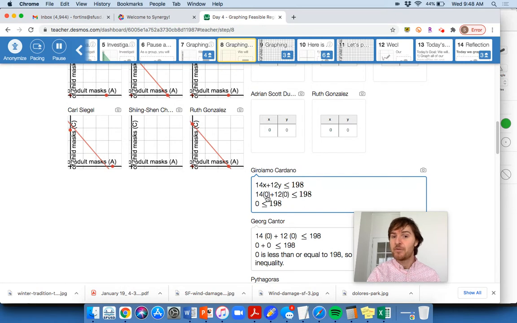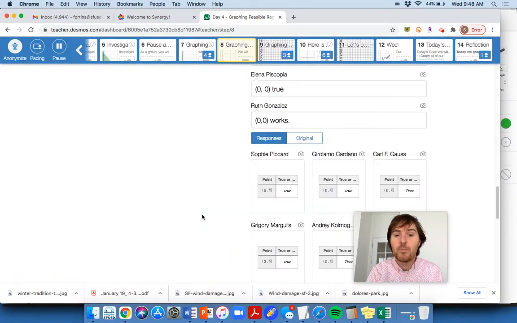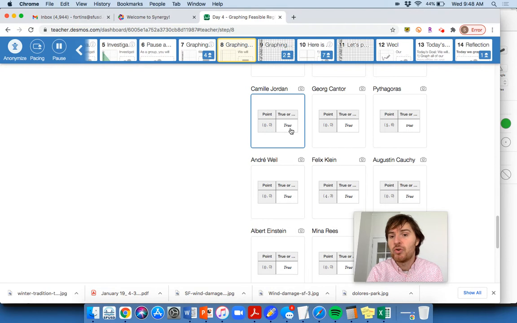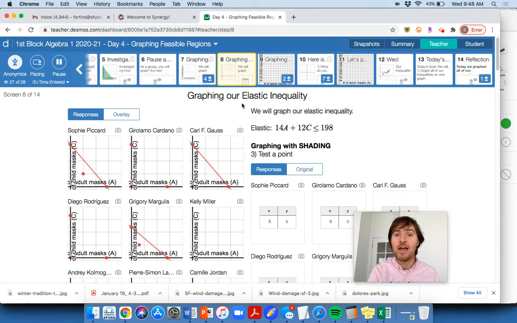And as Girolamo here has shown us, the origin is true, right? We plug in 0 for x and 0 for y. There we go, right? 14 times 0, that makes a 0. 12 times 0, that makes a 0. And then 0 plus 0 is 0, and 0 is definitely less than or equal to 198. So that's a true point, and you guys were putting in true here, just saying it's true. Just to remind yourselves, if I'm doing this by hand, I'm shading that side. Okay, so that reminds you of how you graph this.